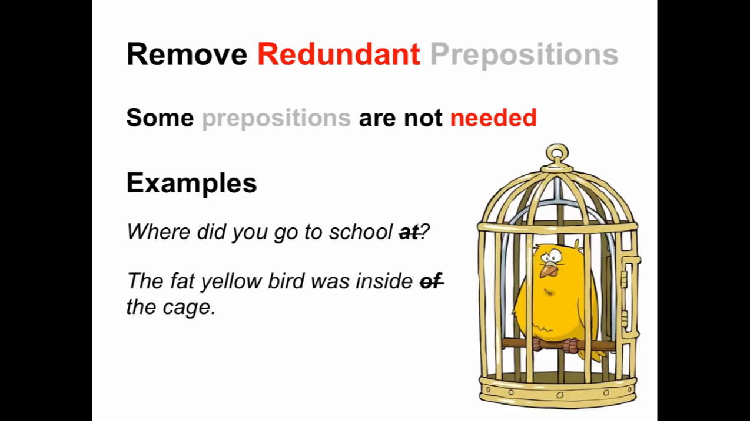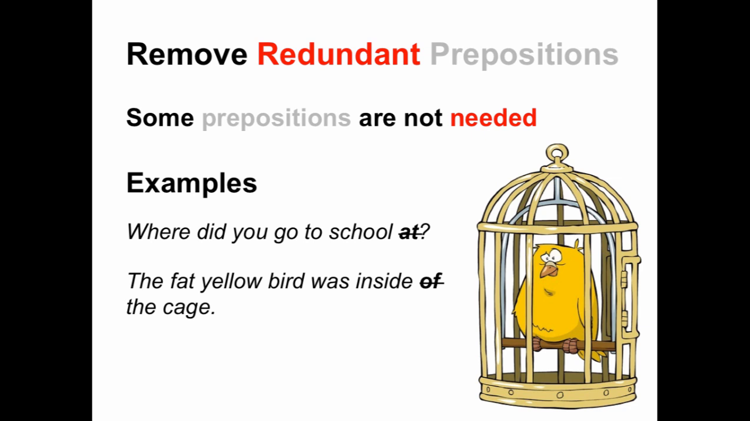The fat yellow bird was inside of the cage. In this sentence, the preposition of is redundant. The sentence would read better if it just said, the fat yellow bird was inside the cage. It means exactly the same thing. The preposition of adds nothing to the sentence, and it takes away from it by virtue of its redundancy.